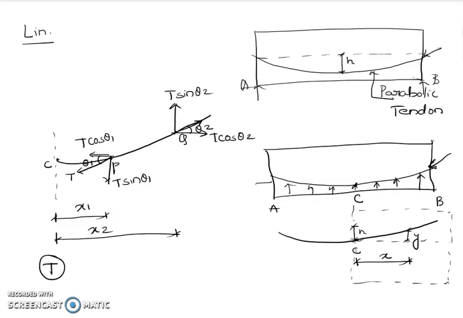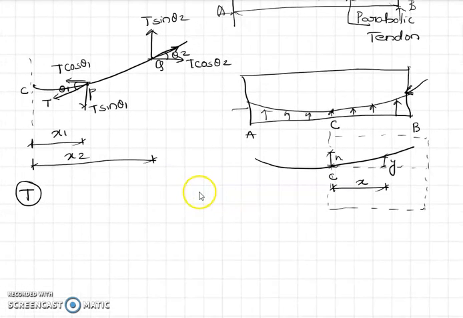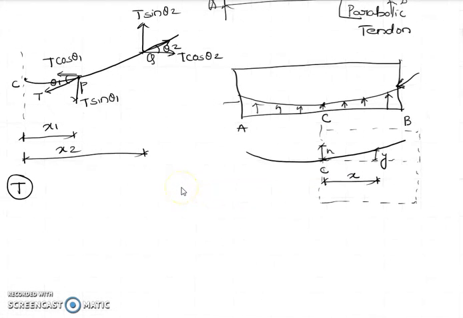So there is a uniform tensile force T that is marked here. We have written both the components, that is horizontal and vertical components, for this tensile force with respect to horizontal. From this particular figure, we will be able to write the equation for the upward force.